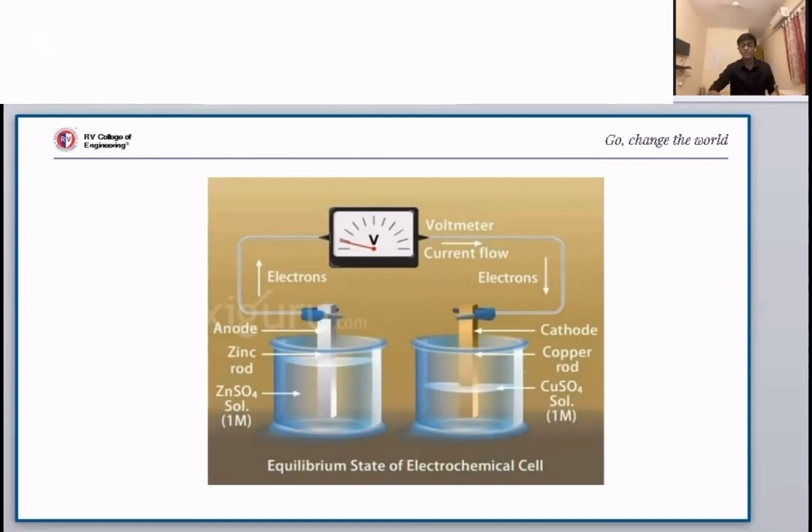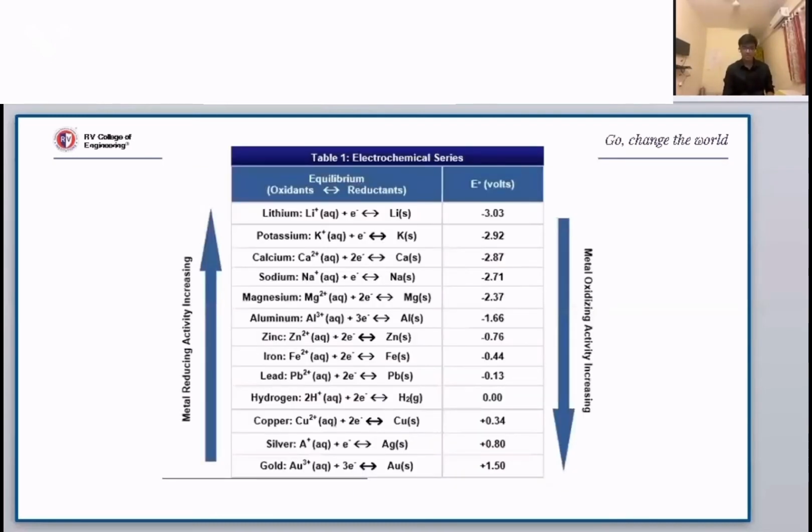Now, how did you determine that zinc must be kept at an anode, while copper must be kept at a cathode? You can come back to the electrochemical series and see that copper has a positive value while zinc has a negative value. As zinc has a negative potential, it will be kept at the anode, while copper has a positive potential, so it will be the cathode.